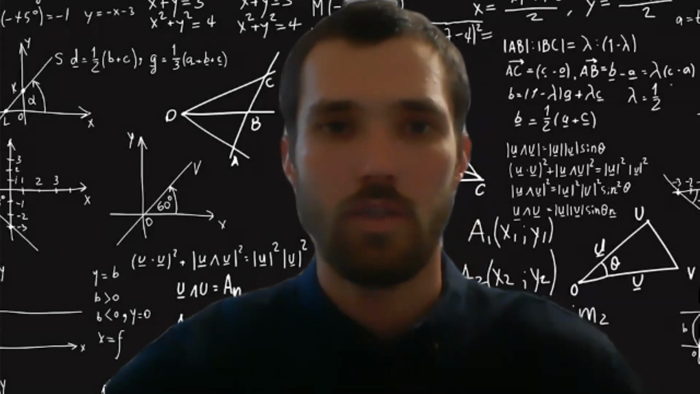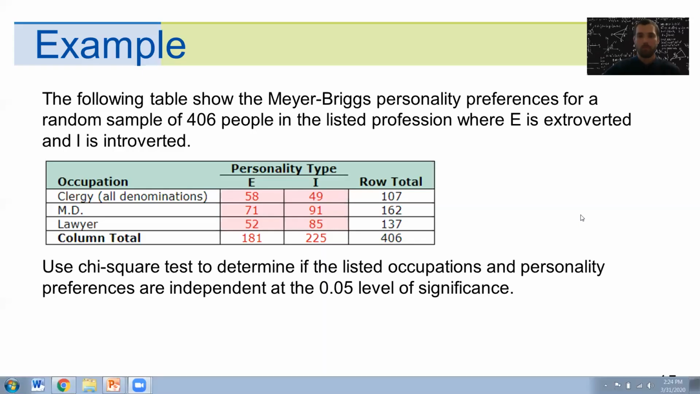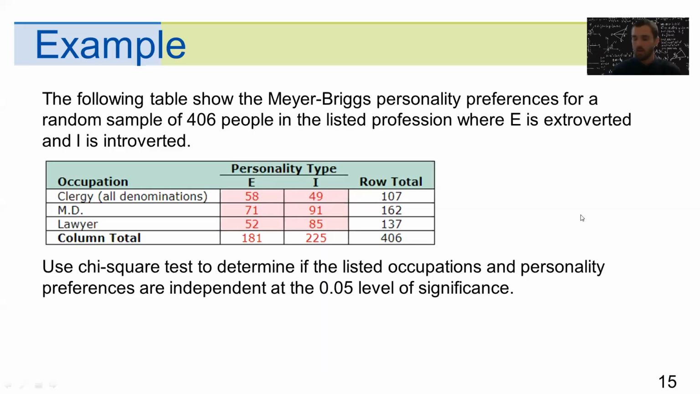All right, what we're going to do is find out what our level of significance is, which is right here. So alpha is 0.05. And then we need to determine what our hypotheses are, okay?